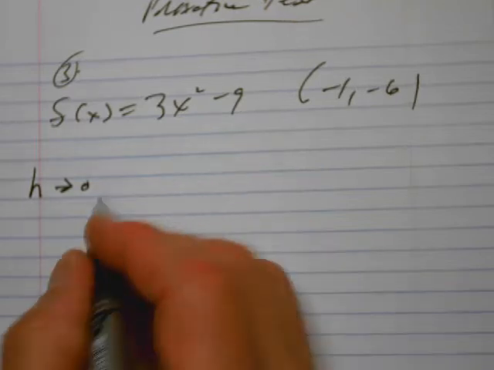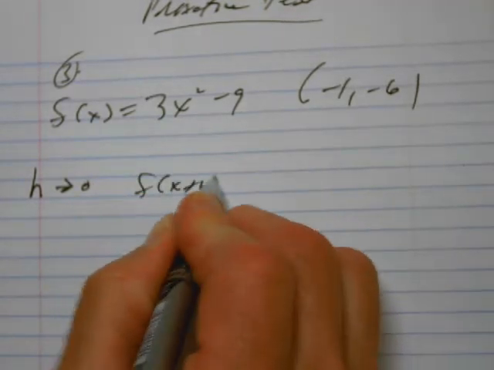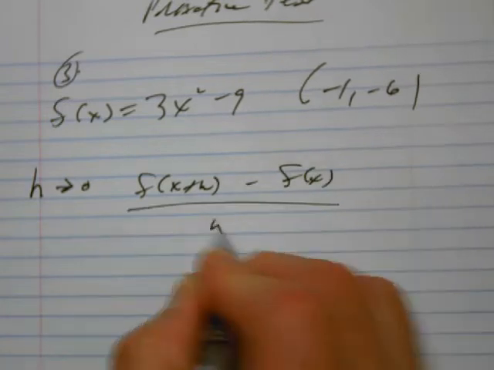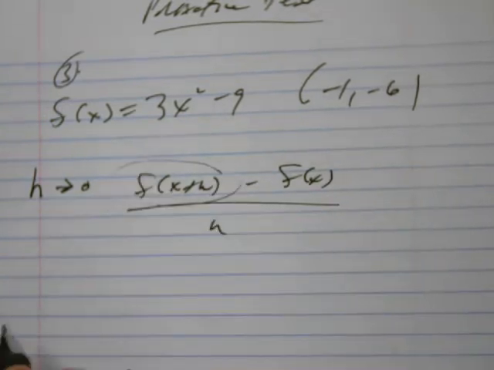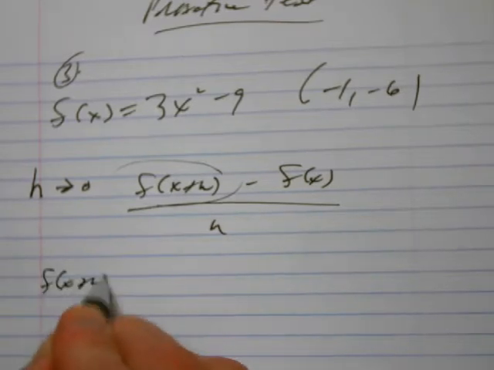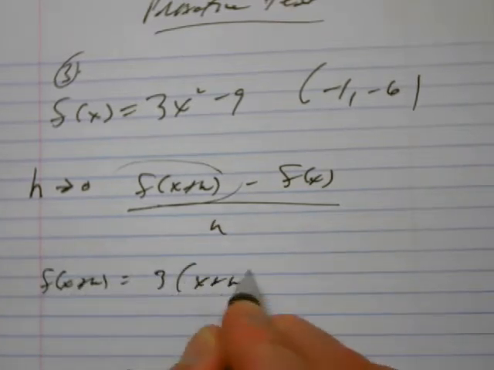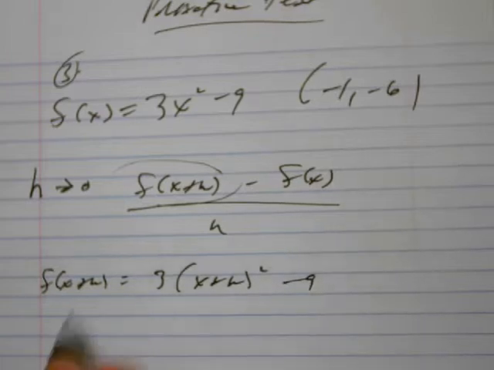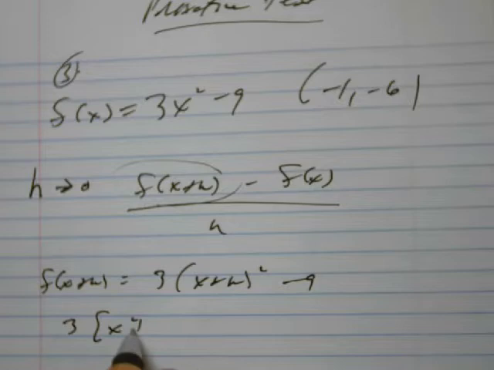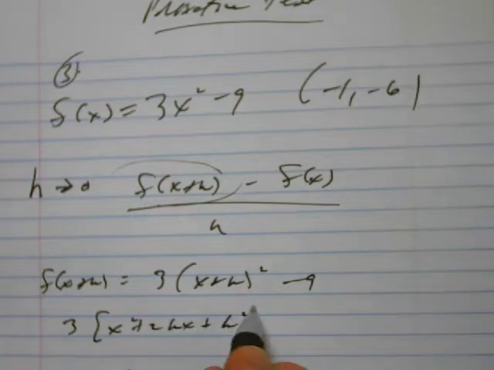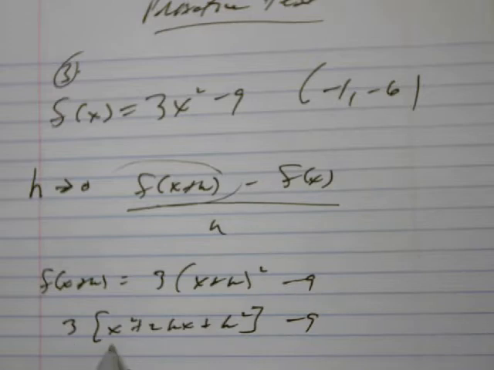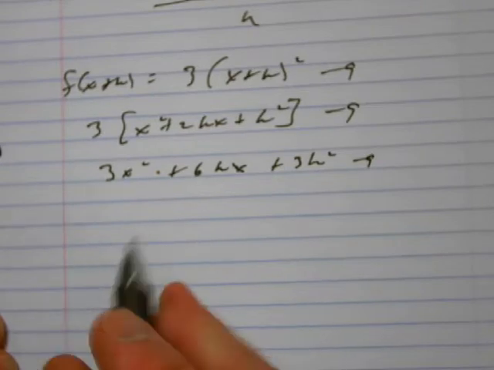So if we do f of x plus h minus f of x all over h, I'm going to evaluate f of x plus h. This would be f of x plus h is equal to 3 times x plus h all squared minus 9. So when you square that, this would be x squared plus 2hx plus h squared minus 9, distributing the 3 to each item contained within parentheses, 3x squared plus 6hx plus 3h squared minus 9.